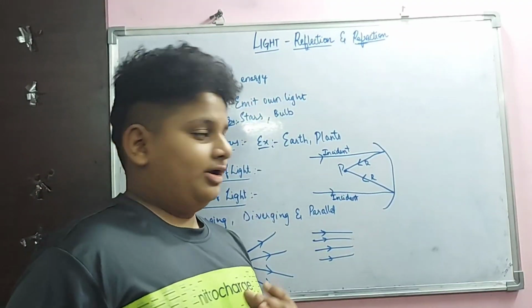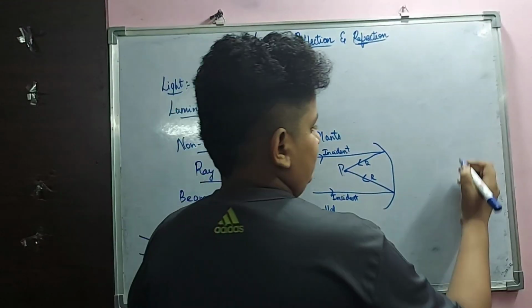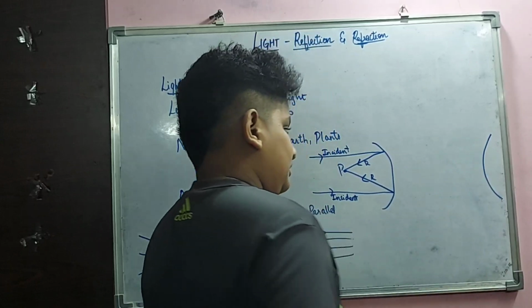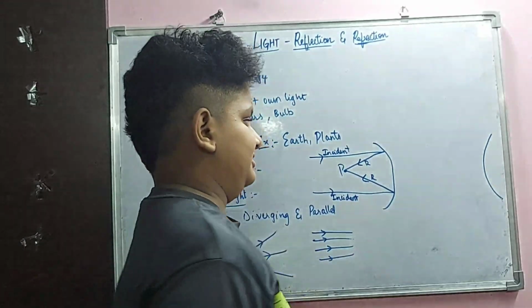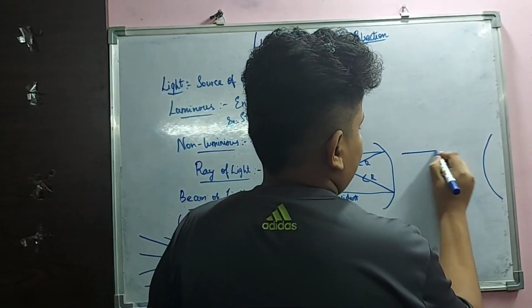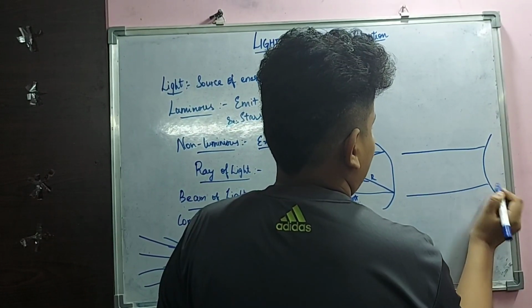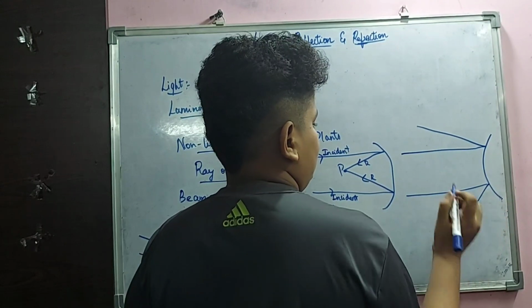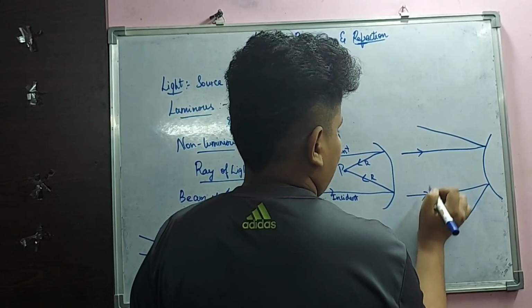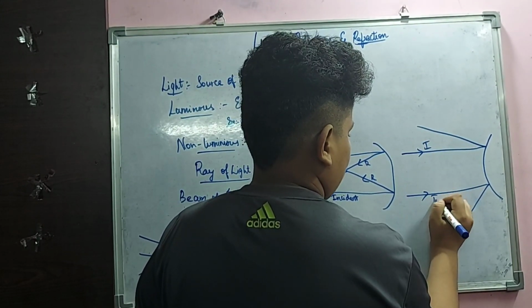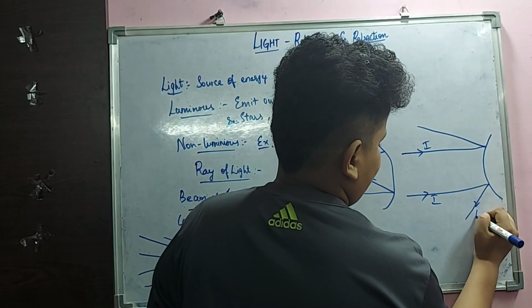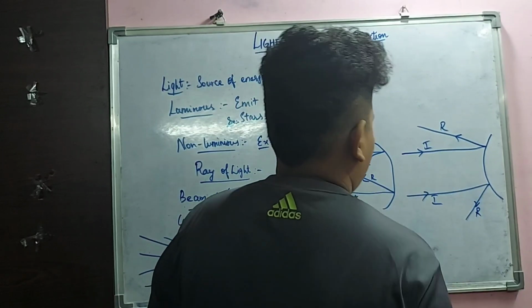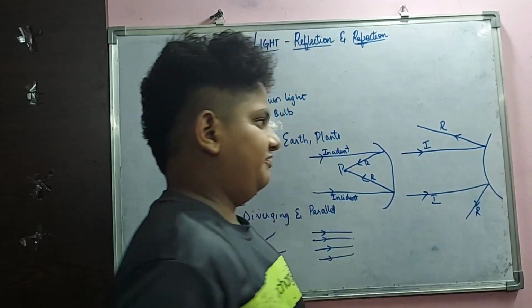Next, let's see it on a convex mirror. If this is a convex mirror, the convex mirror has diverging rays. When you pass a light on it, they get diverged and they don't meet at any point. Here, this is the incident ray and this is the reflected ray. They don't have a point of incidence.